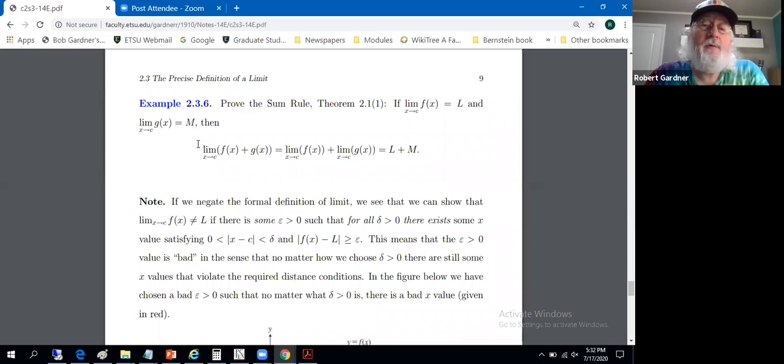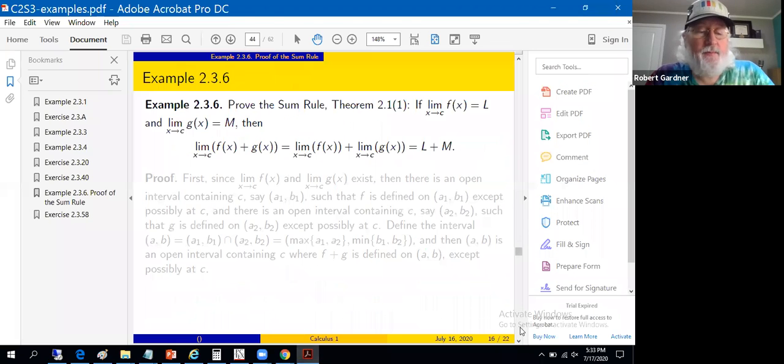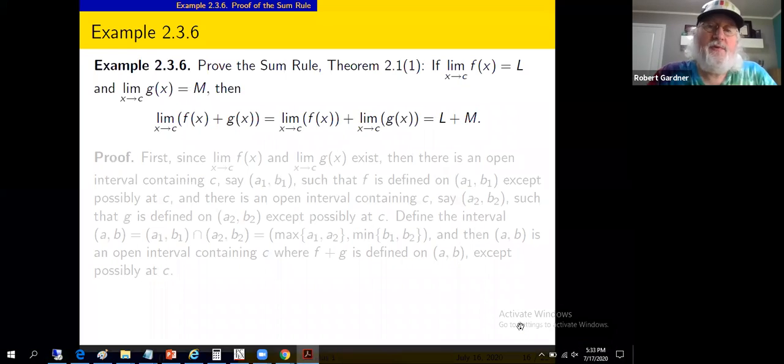We want to show, for any epsilon greater than 0, we can make f of x plus g of x within epsilon of L plus M, those limits we've denoted as L and M, by making x sufficiently close to c. That is, we find a delta that'll work. Okay. For this one, let's do exactly that.